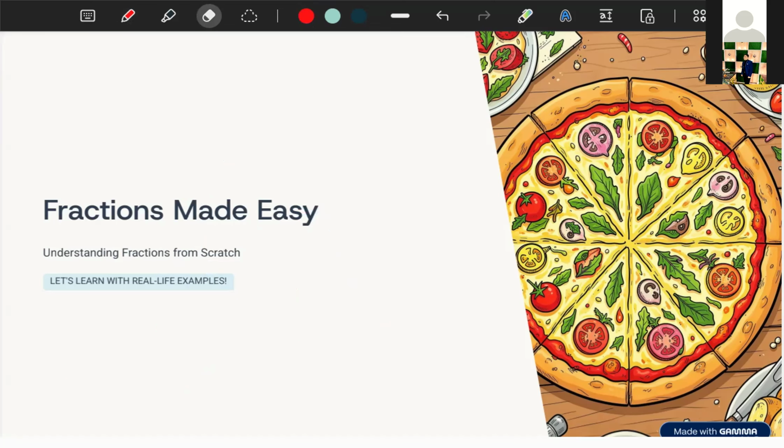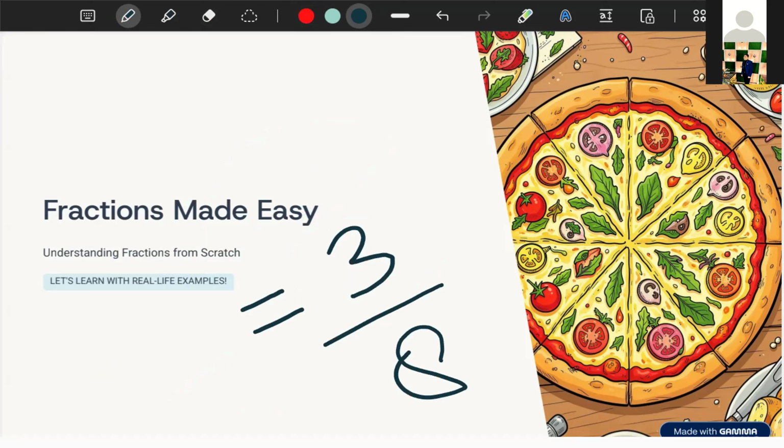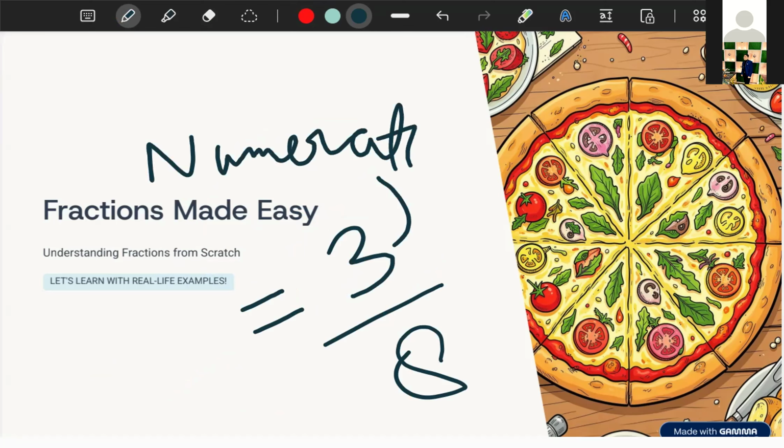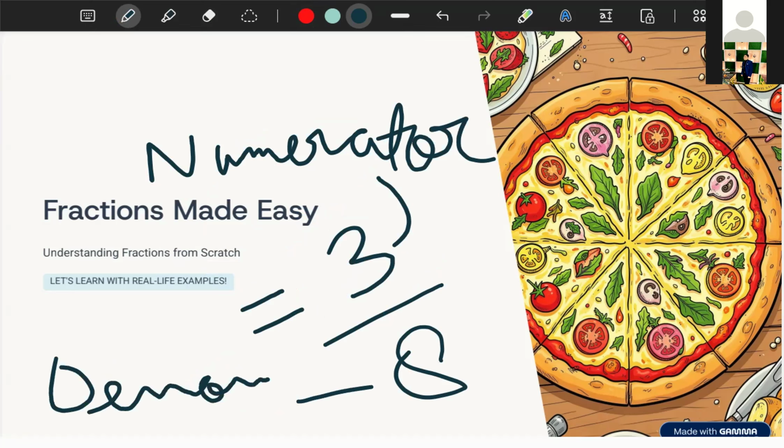So basically, these are fractions. Now, what is a fraction? Suppose here I have written 3 upon 8. Here, 3 is the numerator and 8 is the denominator. The denominator and numerator both together make a fraction. Only a denominator is no fraction, and only a numerator is no fraction. When there is a numerator and denominator both, then we say this is a fraction.